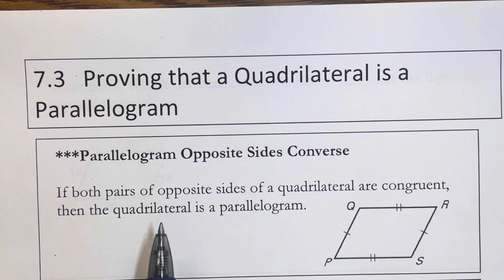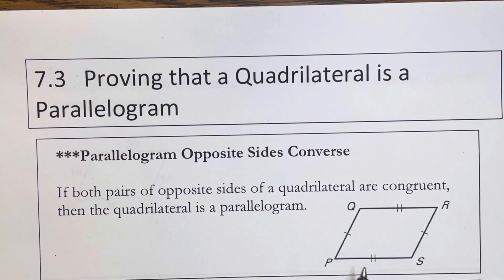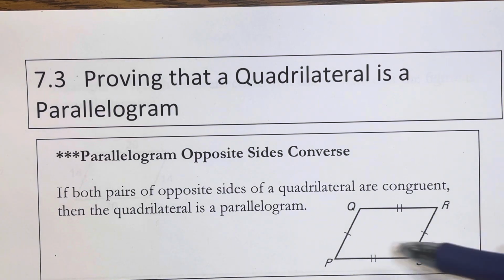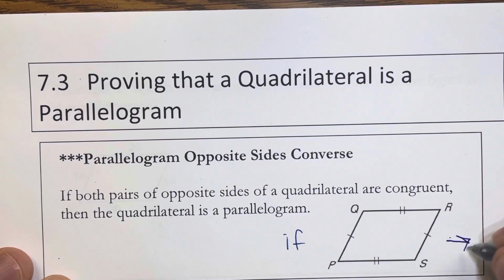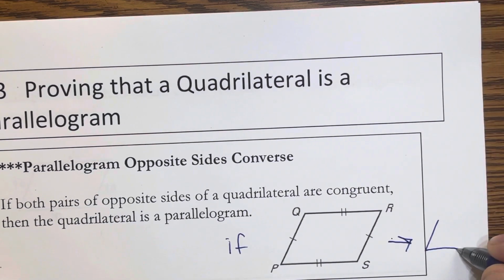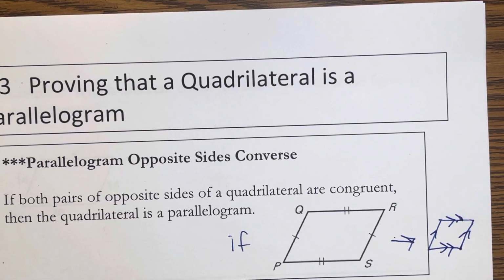So if both pairs of opposite sides of a quadrilateral are congruent, then that quadrilateral is a parallelogram. So in this case, both pairs of opposite sides are congruent. If that happens, then we could state that it is a parallelogram. So we would know more information. Once we know that it's a parallelogram, we also would know that its opposite angles are congruent and its consecutive interior angles are supplementary. So we don't necessarily know all of those features, but if we know both pairs of opposite sides are congruent, we know it's a parallelogram.